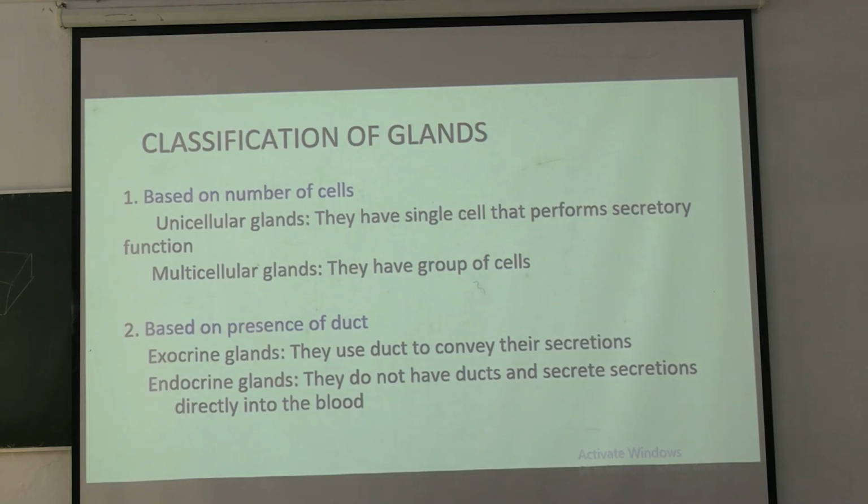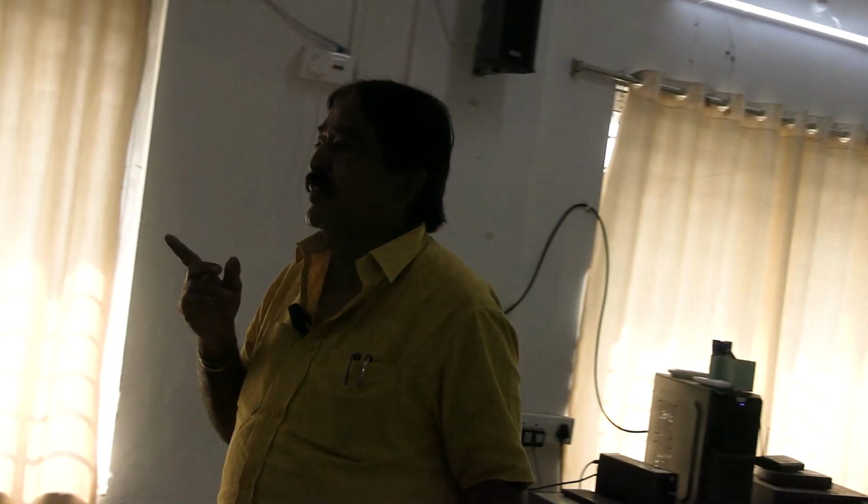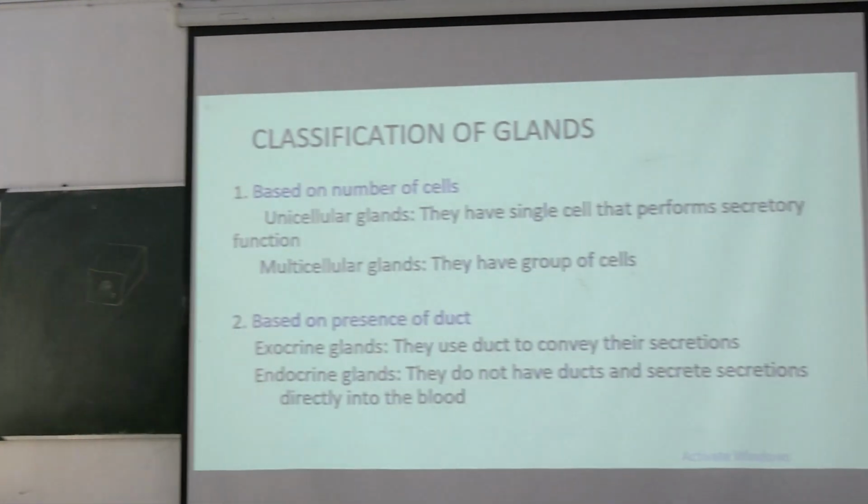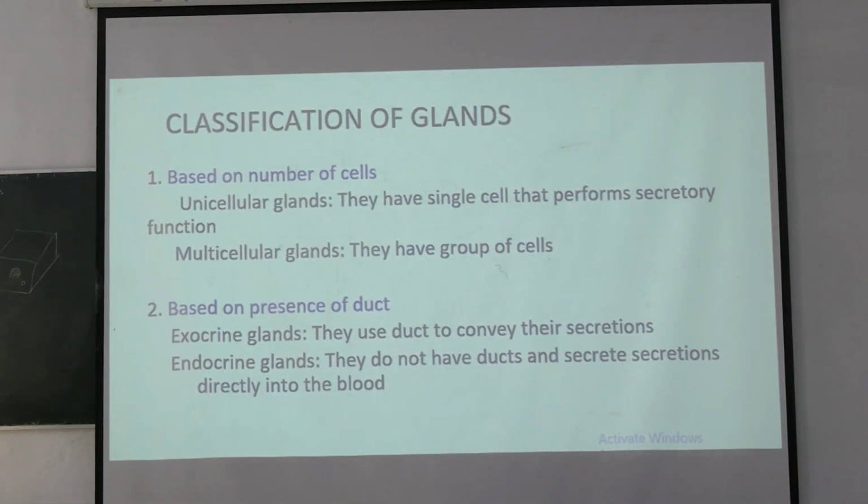Now, classification of glands based on number of cells. Unicellular, they have single cells to perform secretory function. Multicellular glands, they have groups of cells. Based on presence of duct, exocrine glands use ducts to convey their secretion. The parotid, the sublingual, the submandibular have ducts to give salivary secretion. Endocrine glands do not have ducts and secrete directly into the blood, which goes accordingly to the different cells.